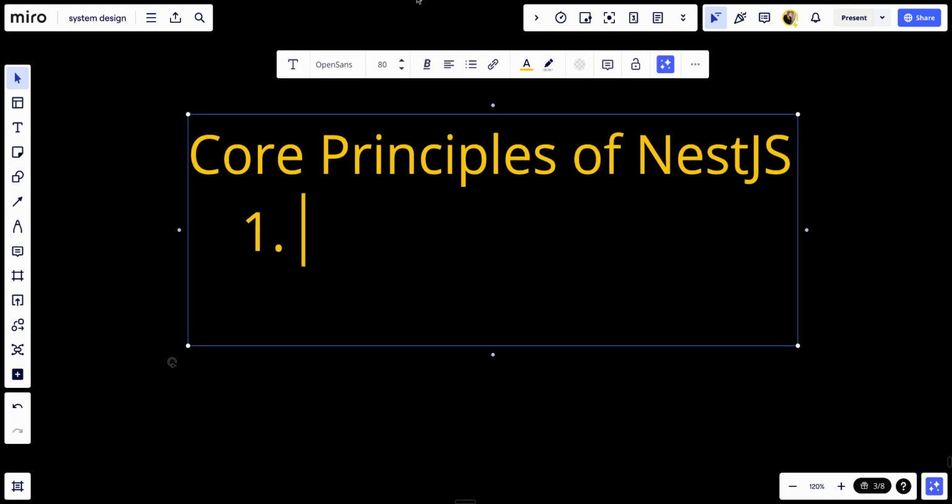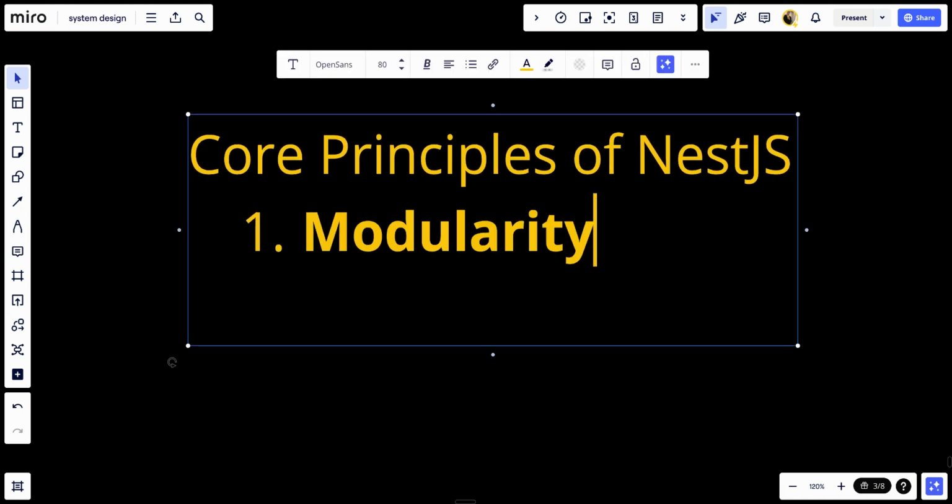The first will be modularity. It uses modules to organize the code. Each module is a tightly coupled set of capabilities, which include controllers, services, and other providers that are related to a specific feature.